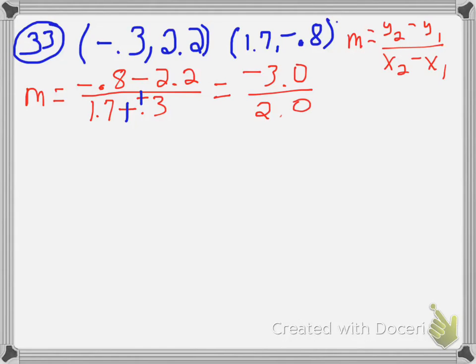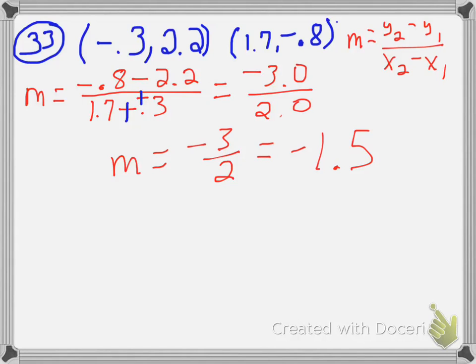So now I'm going to reduce. Whenever I reduce my slope, negative 3 and 2, they won't reduce any. So I just leave that as a negative 3 over 2.